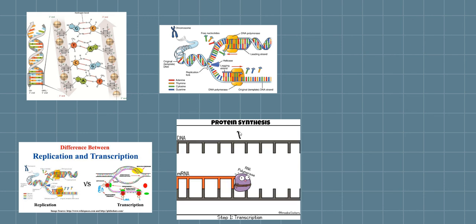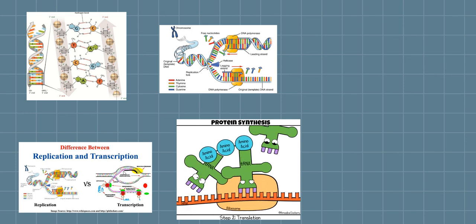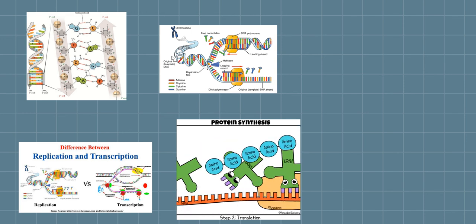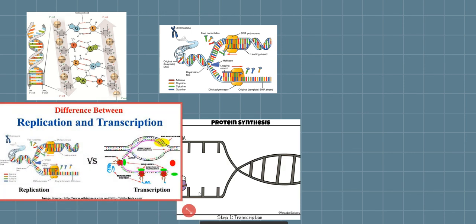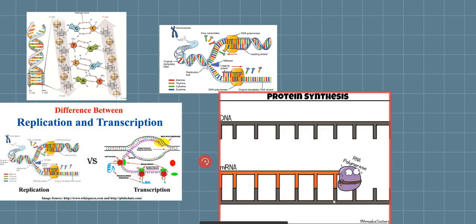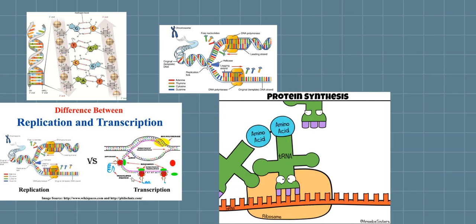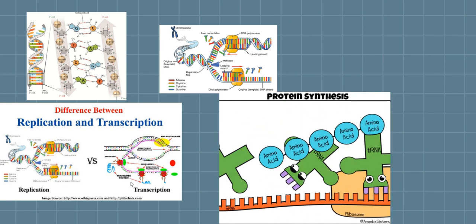For protein synthesis, which is transcription and translation, we have to unzip the DNA molecule with helicase. We have to get to the nucleotides. We have to get to those bases and read them. We make a copy on RNA called mRNA. That mRNA is going to leave the nucleus. It's going to find a ribosome.